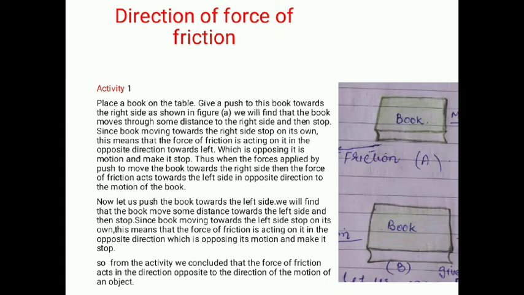Let us now push the book towards the left side. We will find that the book moves some distance towards the left side and then stops. Since the book moving towards the left side stops on its own, this means that the force of friction is acting on it in the opposite direction, which is opposing its motion and making it stop. So from the activity we concluded that the force of friction acts in the direction opposite to the direction of the motion of an object.